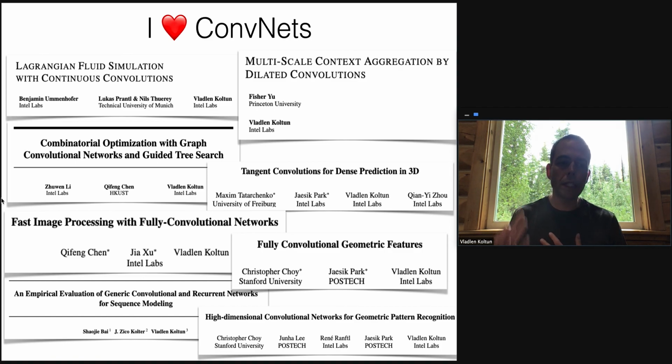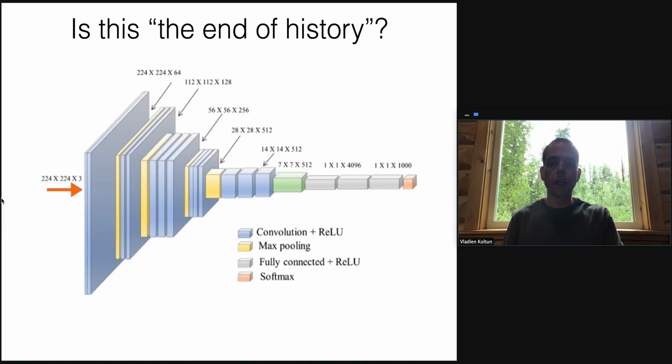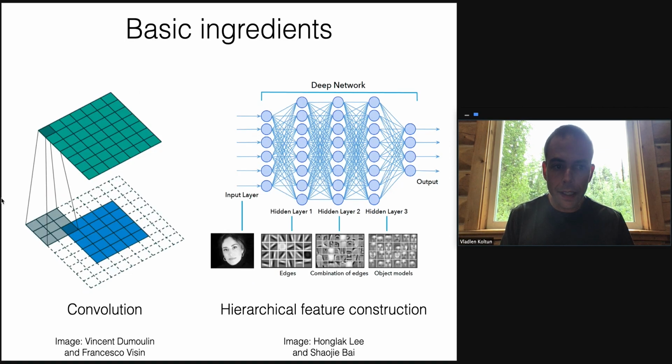Convolutional networks have been so successful that we can wonder, is this it? Is this the end of history for computer vision? Is the rest of computer vision just going to be applications of convolutional networks, perhaps with minor variations on the theme? And what is the theme?